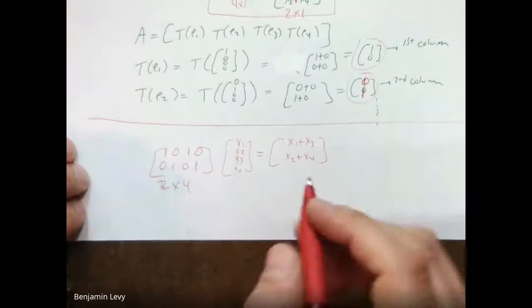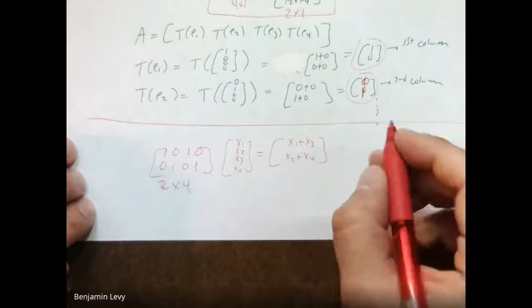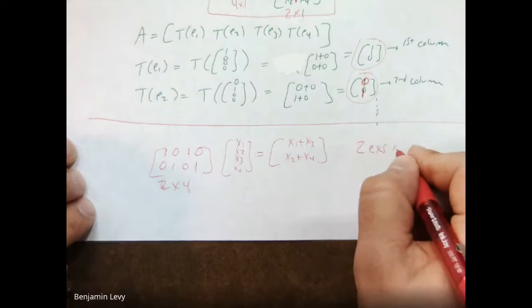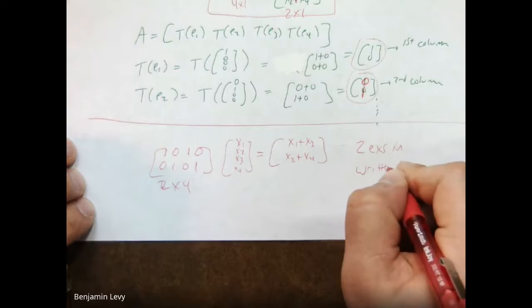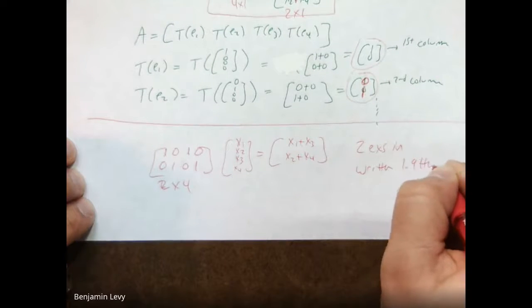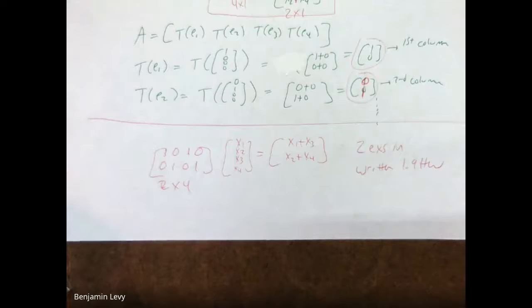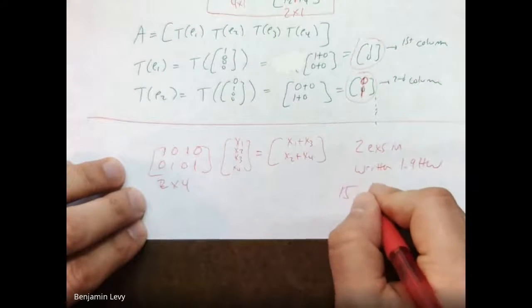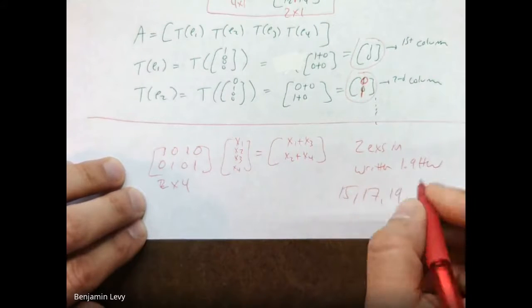So to answer your question, there's 2 examples in the written 1.9 homework that look just like this one. It's number 19, 25, 17, 19, 25, 15, 17. So all these ones, 15, 17, 19 in that section, are all like this.